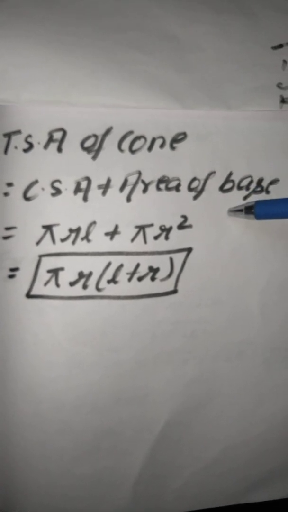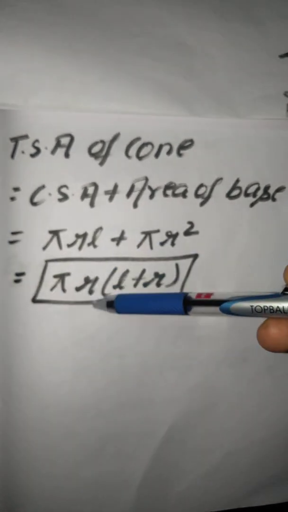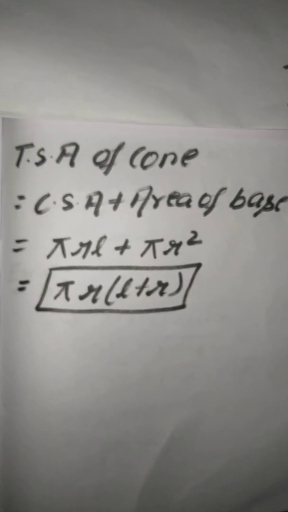Similarly, TSA of the cone is CSA plus area of the base. So pi rl, and area of the base will be circle in shape, hence it is pi r square. Pi r is common, hence I will take it outside, and in the bracket l plus r will remain, children.